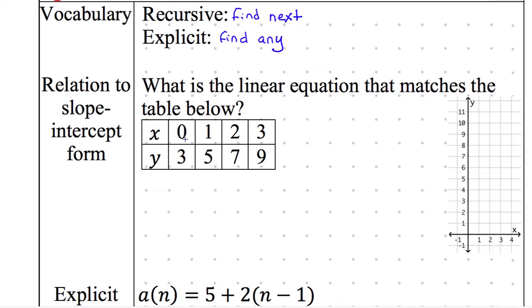0, 3, graph it. Where does 0, 3 go? Is it right there, or is it right there? 0, 3 is on the y-axis. It is on the y-axis. 0, 3, and then 1, 5, then 2, 7, then 3, 9, etc., etc.